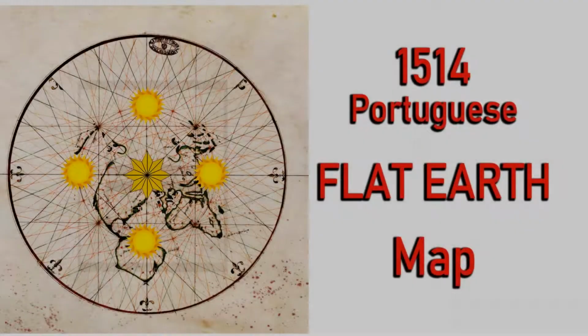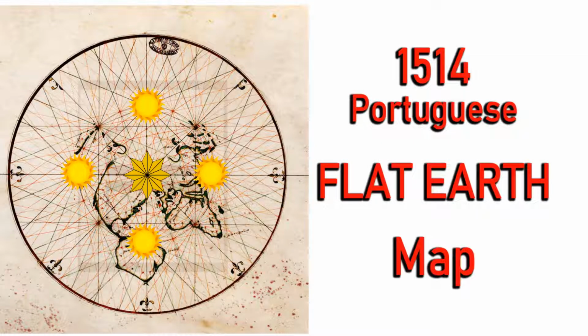Here is a 1514 Portuguese flat earth map of our existing realm. When sailing around the plain, the Portuguese seafarers made records of the luminaries in the sky. They recorded the position of Polaris, the Sun, the Moon, as well as some other stars. They recorded Polaris as being the center of our Earth plane, and not being in the center of a greater plane 4 times bigger than our observations have pointed out over the years.